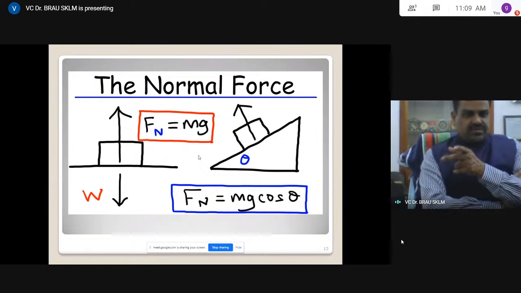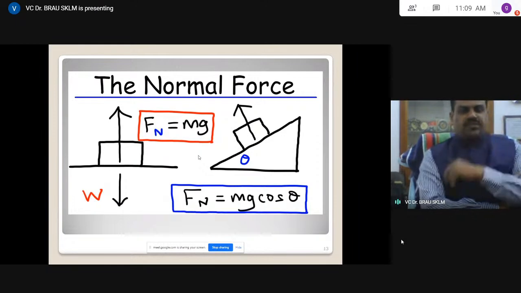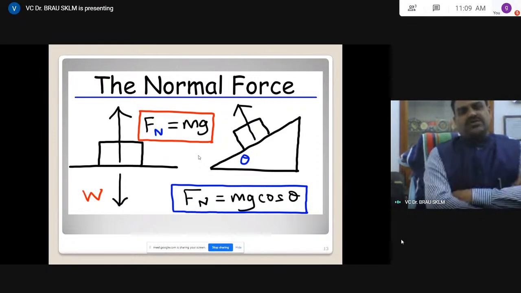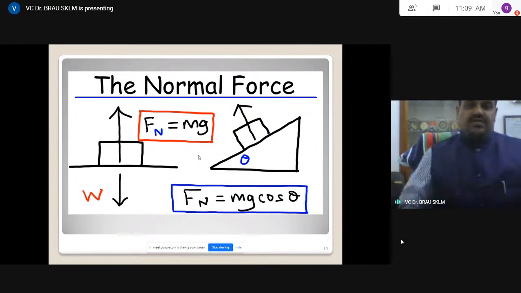When theta is 0, cos 0 is 1, so both are the same. When theta varies and goes to the maximum, let us say 90 degrees, cos 90 is 0, so there is almost no effect, and the normal reaction is 0. So this is how generally we will analyze the different types of systems.